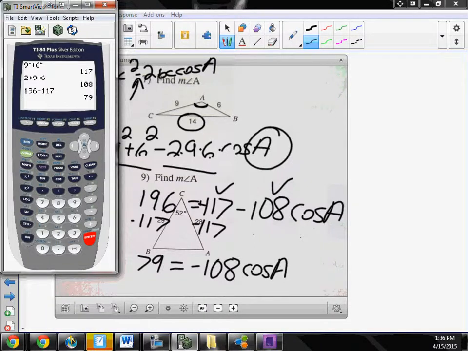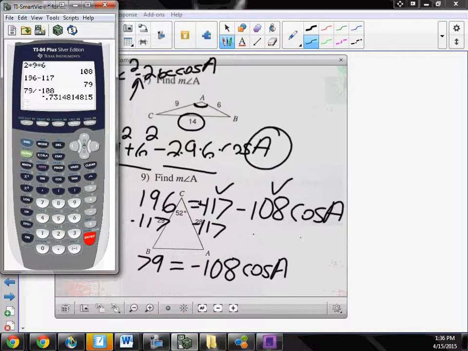Okay. Now what? Not plus. What's holding the 108 and the cosine together? Multiplication, the opposite of multiply is divide. So 79 divided by negative 108. How do I know that's a good number? It's between 1 and negative 1, right? So the cosine has to be between 1 and negative 1. So the answer exists, which we knew.